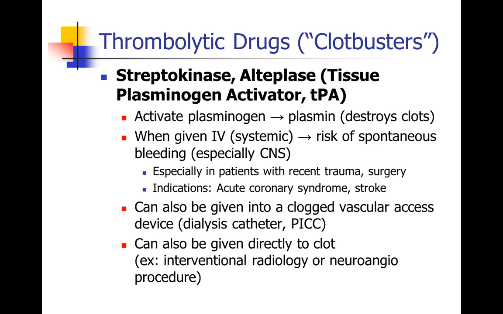The idea is that in your body you have a substance called plasminogen. It is activated to make plasmin, and plasmin is a substance that destroys clots. And a lot of these Clotbusters are drugs that activate plasminogen. They can be given IV in the systemic route, and when that happens, there is, of course, risk of spontaneous bleeding, especially in the brain. So this would be especially contraindicated in patients who have had recent surgery or trauma.